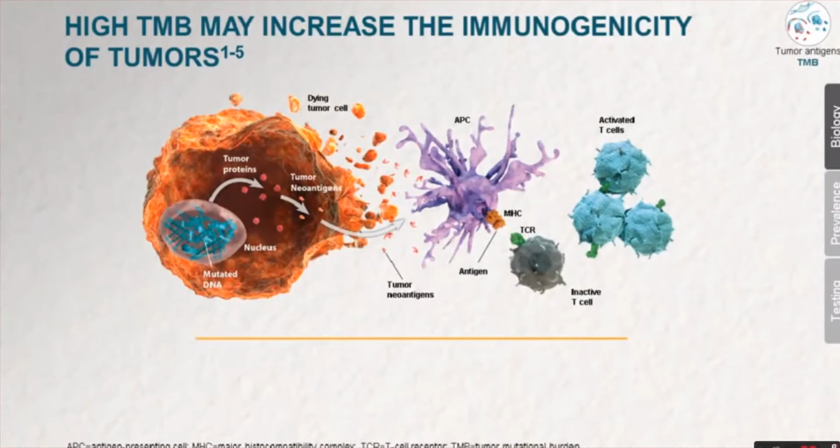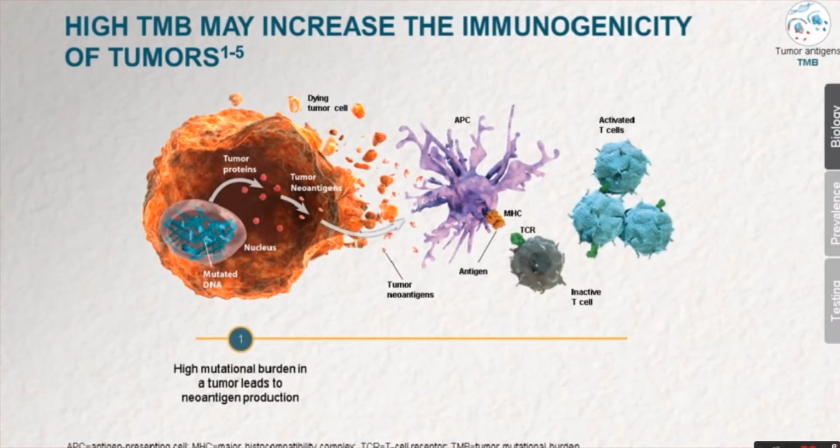As abnormal proteins are synthesized, they may be non-functional, they may be secreted by the tumor cell, or as a cancer cell dies, these neoantigens can be liberated into the microenvironment, again triggering the antigen-presenting cells to activate inactive T cells and cause an immune response through activated T cells.